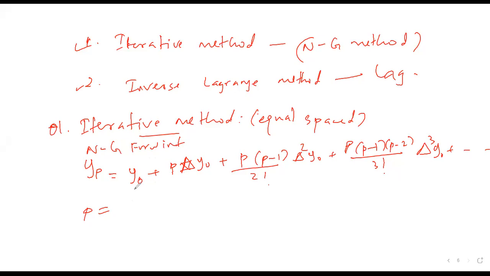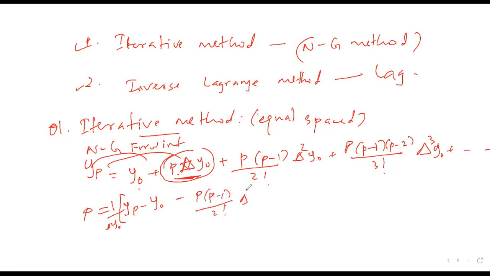So p will be, see here, I keep this term on this side and take the other terms to the other side, then I can get the value. So p delta y naught stays, and all these terms go to the other side: it will be yp minus y naught. I need to divide it by delta y naught, and then minus the other terms, 2 factorial delta squared y naught and all these terms.